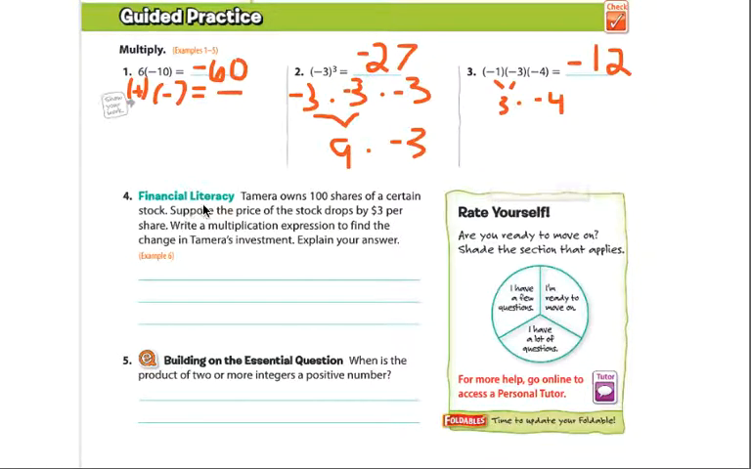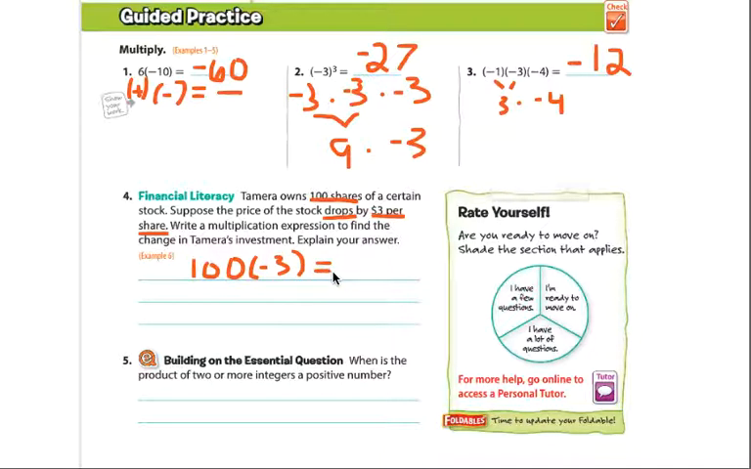All right, let's take a look. Number 4. Tamara owns 100 shares of a certain stock. Suppose the price of the stock drops by $3 per share. Write a multiplication expression to find the change in Tamara's investment. Explain your answer. So she has 100. But now for every share, she's going to lose $3. So that's 100 times negative 3. Why is it negative? Because she's losing it. 100 times negative 3.